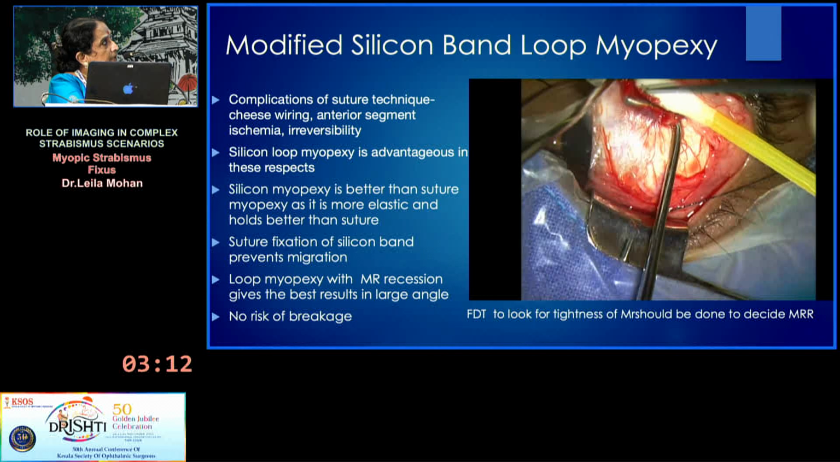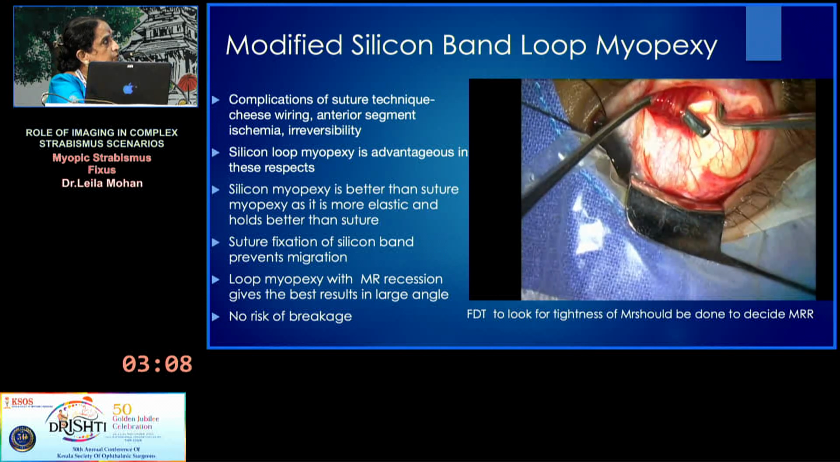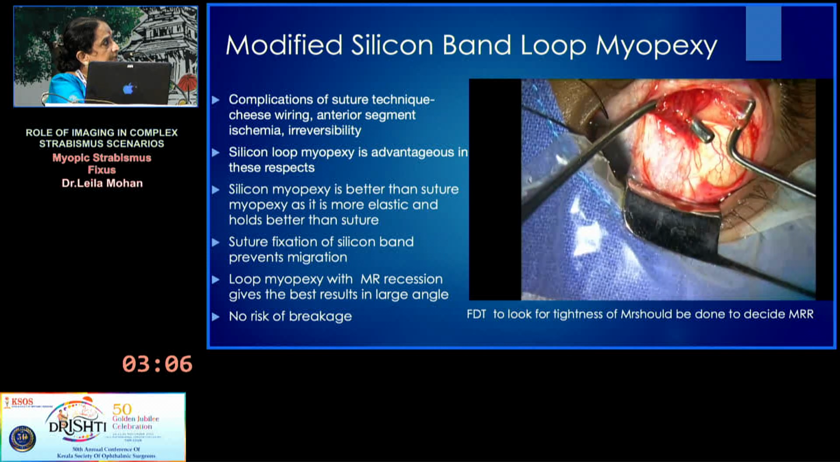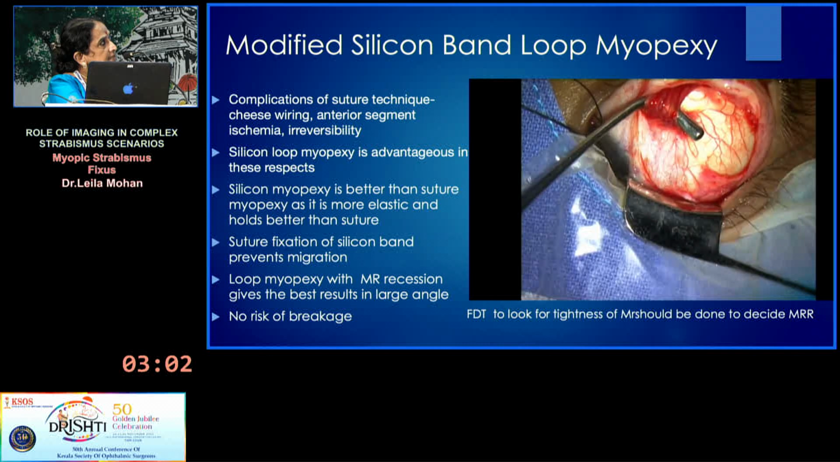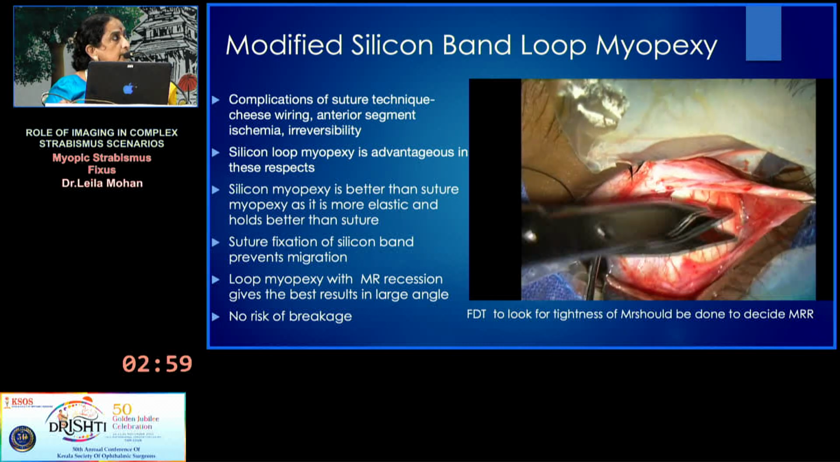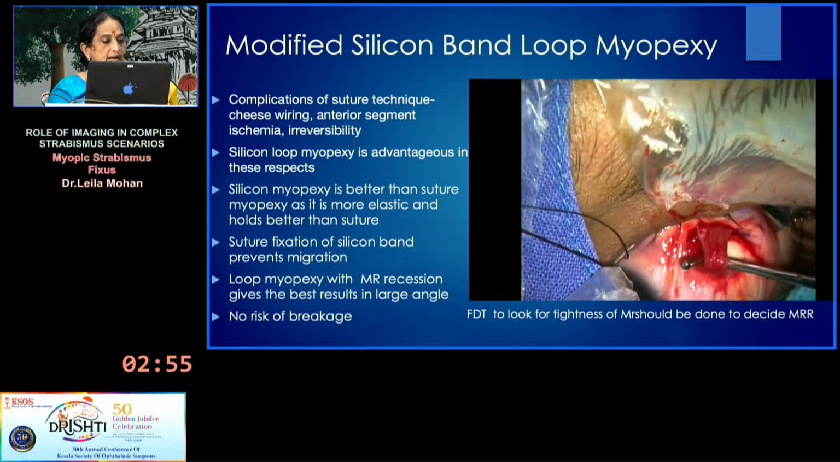Behind the superior rectus, there is a risk of catching hold of the superior oblique, which you can see there. And the lateral rectus is completely displaced downward. There is a large distance between the two, especially when the muscle is traced backwards. You can see it is displaced backward.